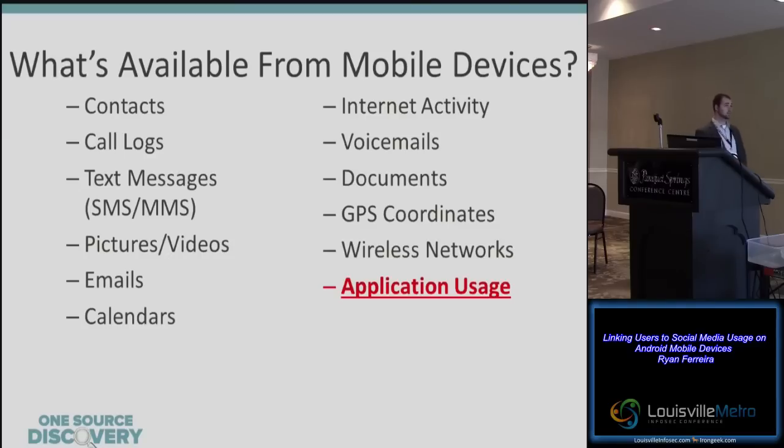Documents, obviously, these are on the go. They all have Office plugins. GPS coordinates and wireless networks kind of go hand in hand. Those can give you a pretty good idea of where someone's been going and what they're doing. But most important for us, and what we're going to focus on today, is application data. So what sort of statistics can we get? What sort of information can we get out of analyzing applications on the device?